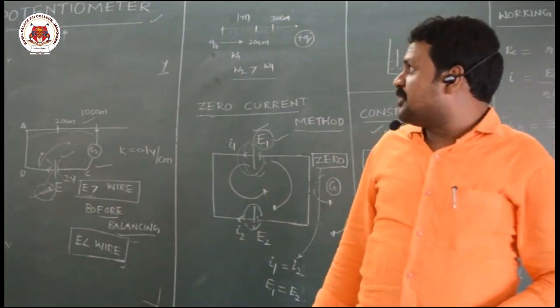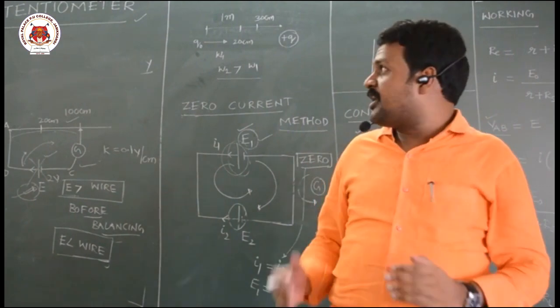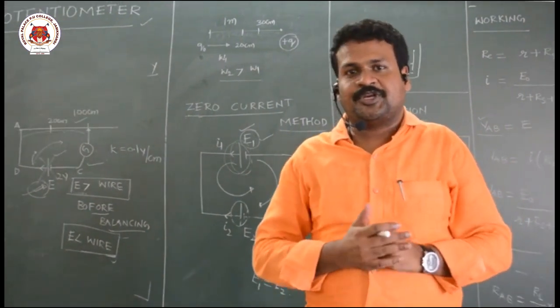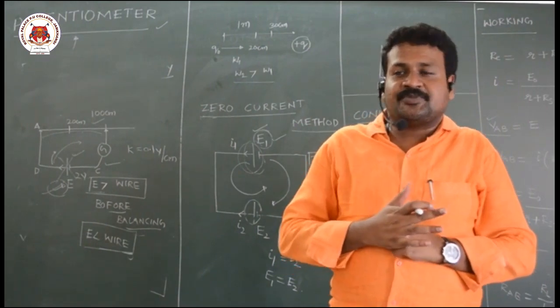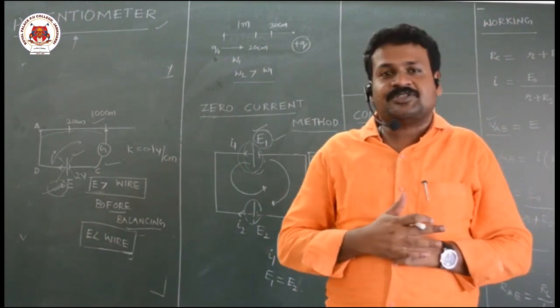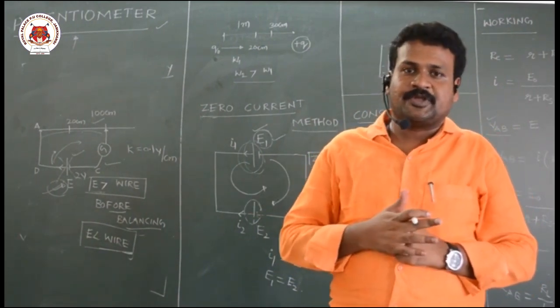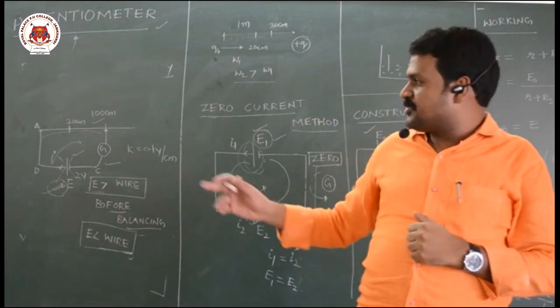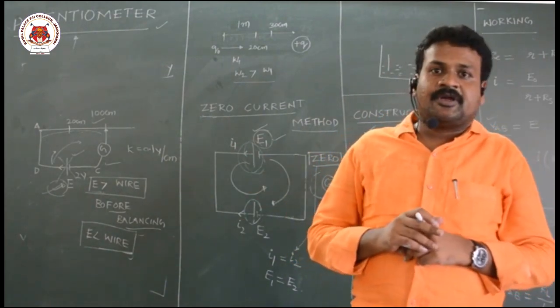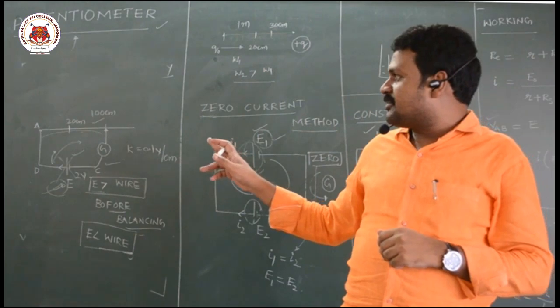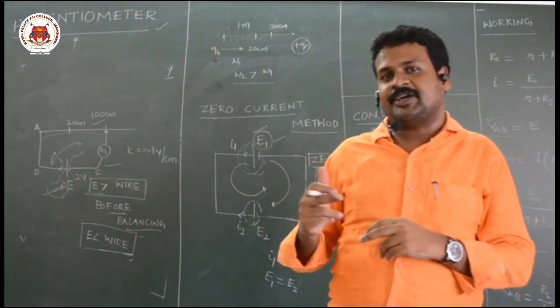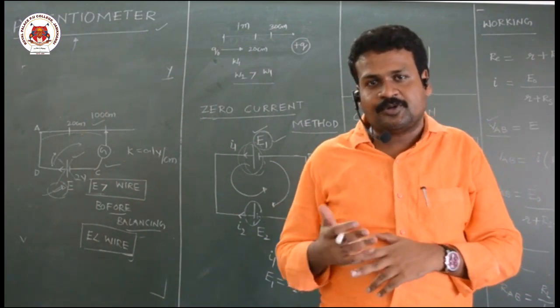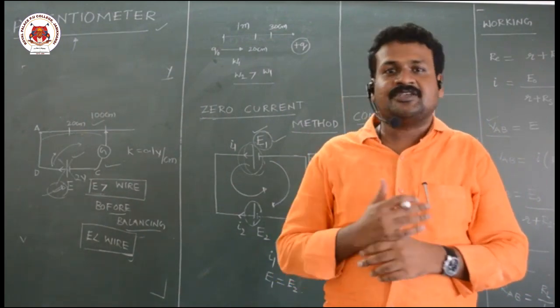So in the next class, we will see the comparison of cells with the potentiometer, and also how to find the internal resistance of the cell. We can find the internal resistance of the cell by using the potentiometer also, and we can calculate or compare the cells. Different cells can be compared. E1 by E2 is equal to L1 by L2. That we will see in the next class.